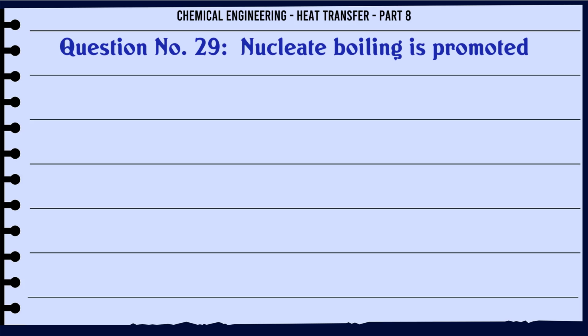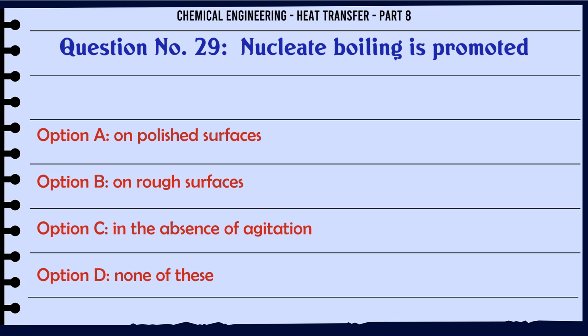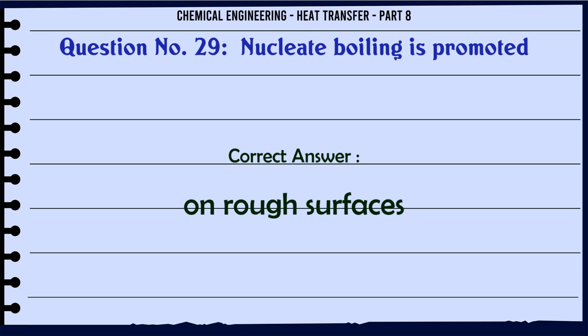Nucleate boiling is promoted: A. on polished surfaces, B. on rough surfaces, C. in the absence of agitation, D. none of these. The correct answer is on rough surfaces.